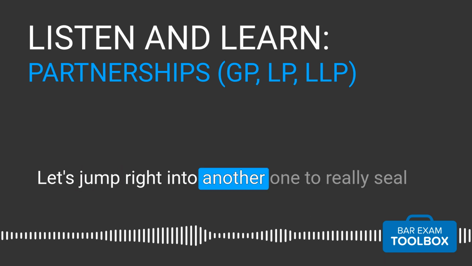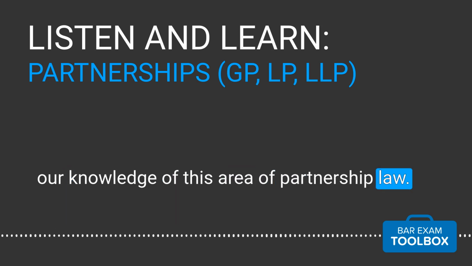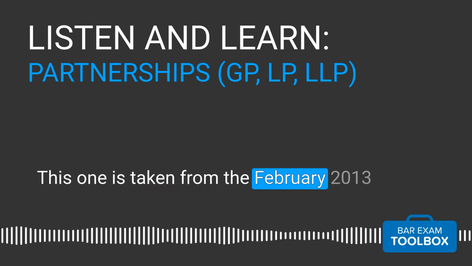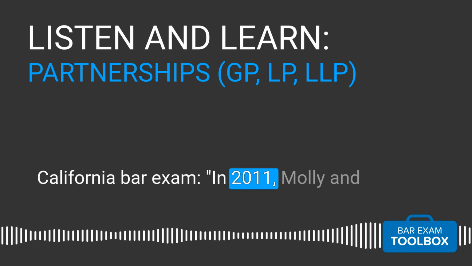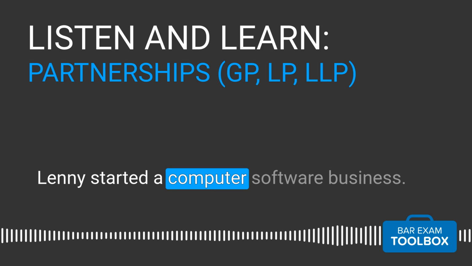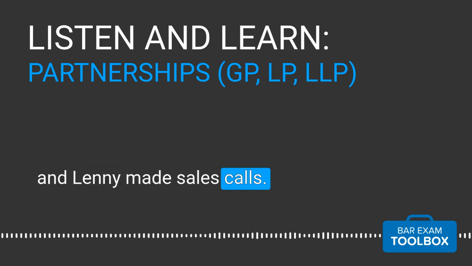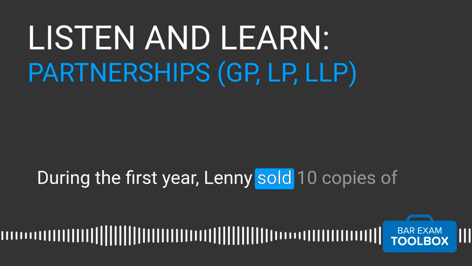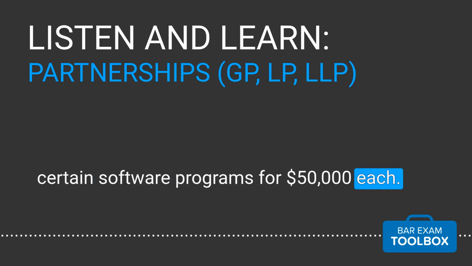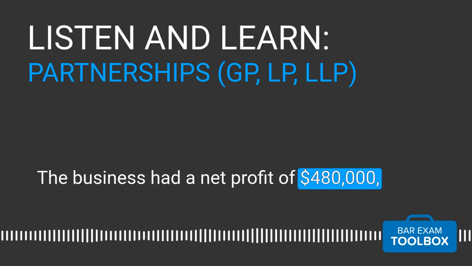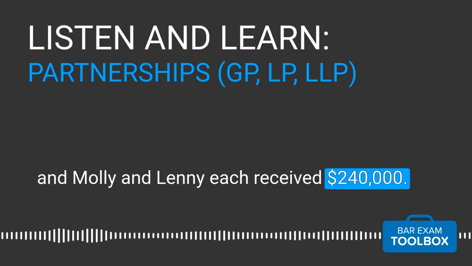Let's jump right into another one to really seal our knowledge of this area of partnership law. This one is taken from the February 2013 California bar exam. In 2011, Molly and Lenny started a computer software business. Molly prepared marketing materials and Lenny made sales calls. During the first year, Lenny sold 10 copies of certain software programs for $50,000 each. The business had a net profit of $480,000, and Molly and Lenny each received $240,000.